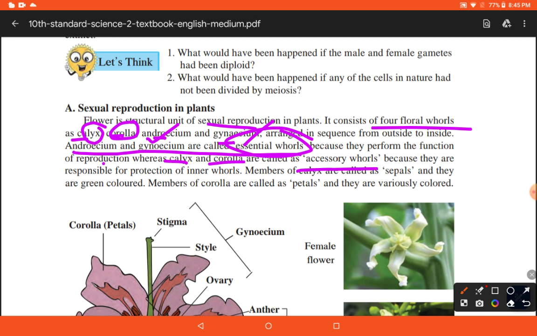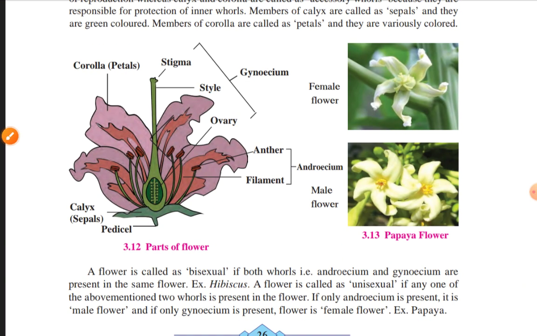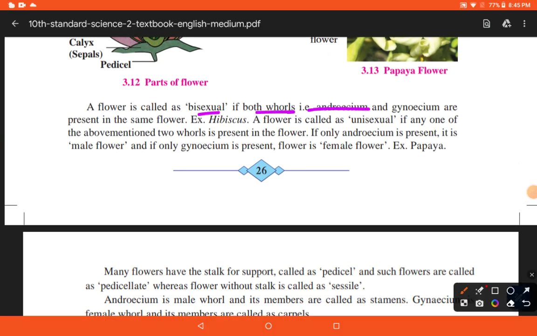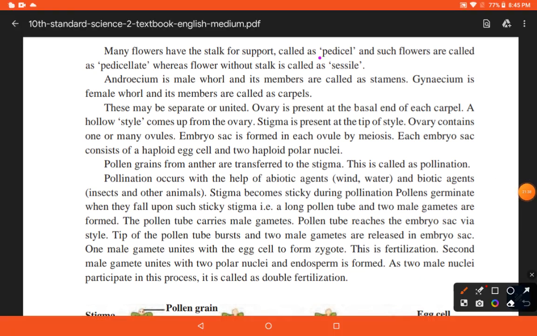While calyx and corolla are accessory whorls because they provide protection. Now, the members of calyx are sepals, green colored I told you, and corolla has petals, variously colored I've told you. This diagram we have discussed in a more detailed manner. Now, a flower is bisexual when it has both the whorls, androecium and gynoecium. For example, hibiscus I told you, and unisexual if only one is present in the flower, male or female. That's the example I gave you, papaya. Now, I told you in the very beginning that if the pedicel is present, it is pedicellate. If the pedicel is not present, without stalk, we call it sessile. Then androecium is the male whorl, and I told you that its unit is stamens.